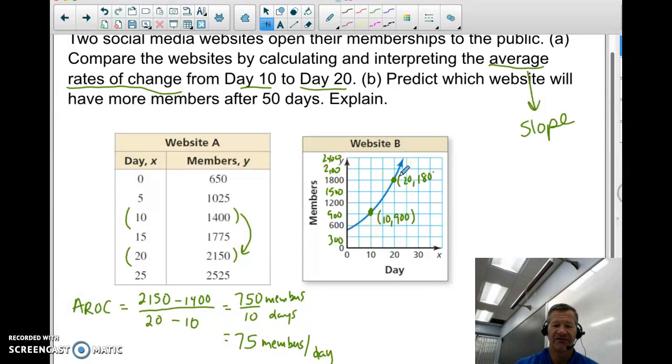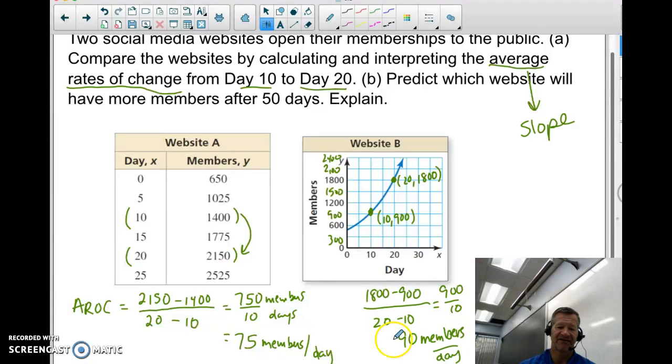So let's figure out this rate of change. Subtract the y values on top, 1800 minus 900, over 20 minus 10. Subtracting that, I get 900 over 10, and 900 divided by 10 is 90. So even though, well, we'll talk about that next, this is going to increase at an average of 90 members per day between 10 and 20 days.